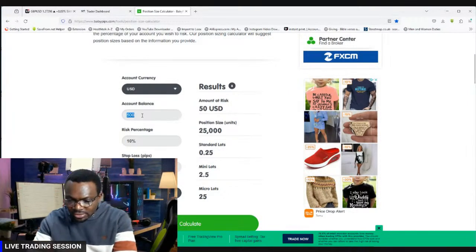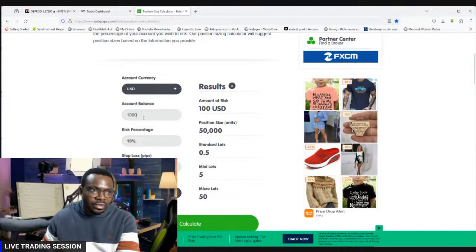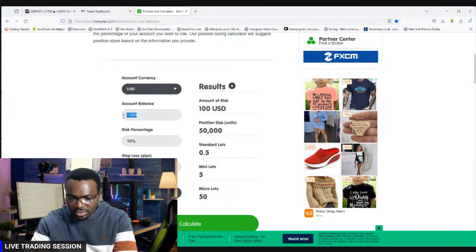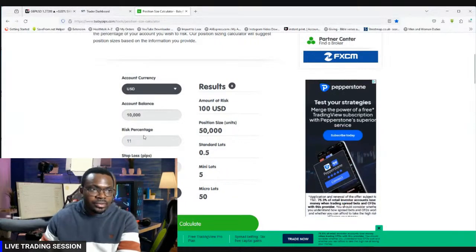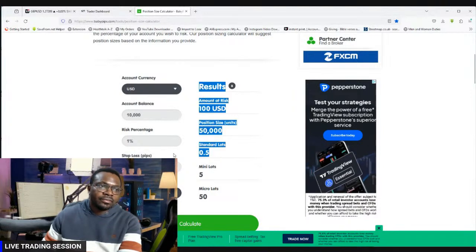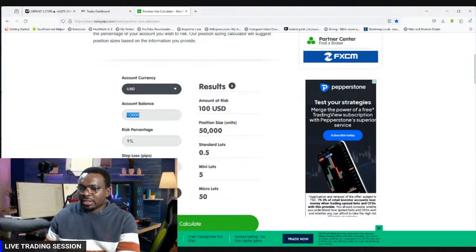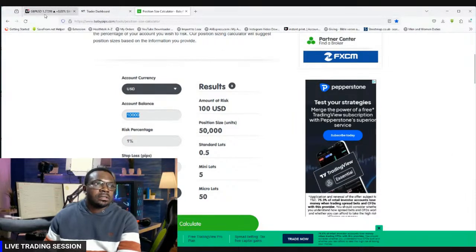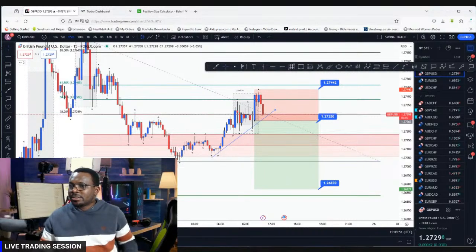If you have $1,000, you're risking 10%, that will be your loss size, 0.5. If you have anything more than that, which is maybe you're trading a prop firm of $10,000, you're risking only 1%. So that would be your loss size, 0.5, and so on and so forth. We got it? So that's what we're looking at. So let's see how this trade play out today.